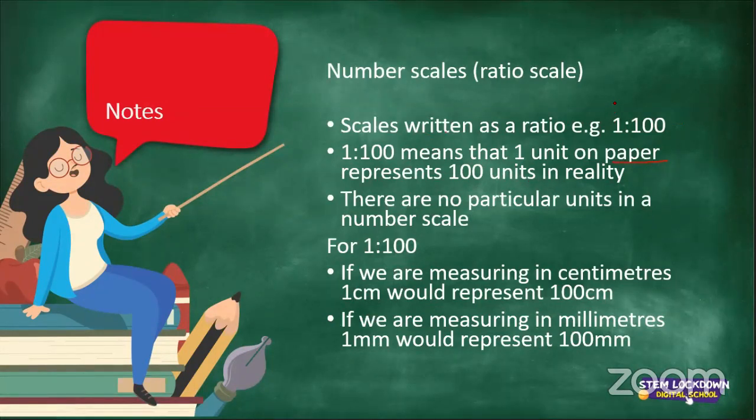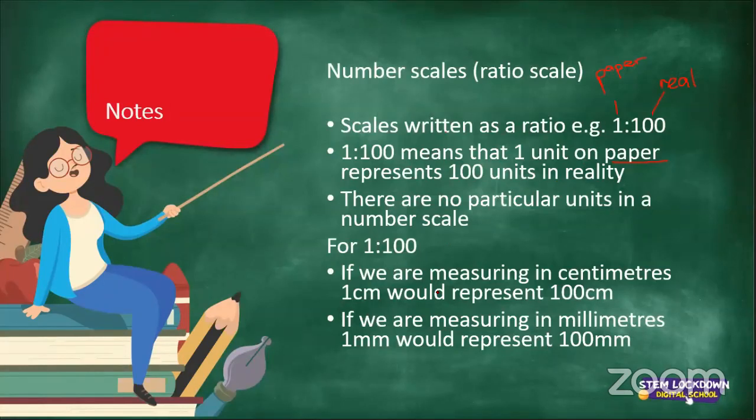So 1 unit on paper, so this is the paper distance or paper measurement. If you're measuring 1 unit on paper, it will represent, here the key word is represent, not equal to, but represents 100 units in reality. So this is real life, okay? Notice there are no units in the scale, right? There's no centimeters, they're just plain numbers because it's a ratio.